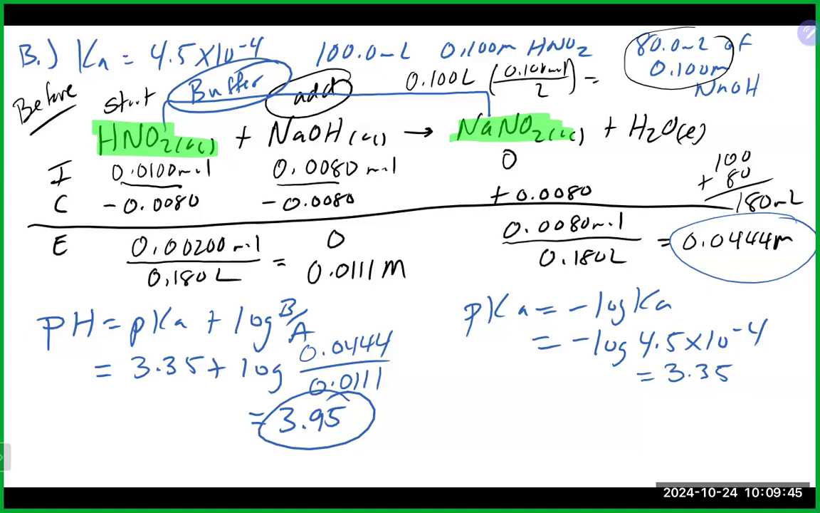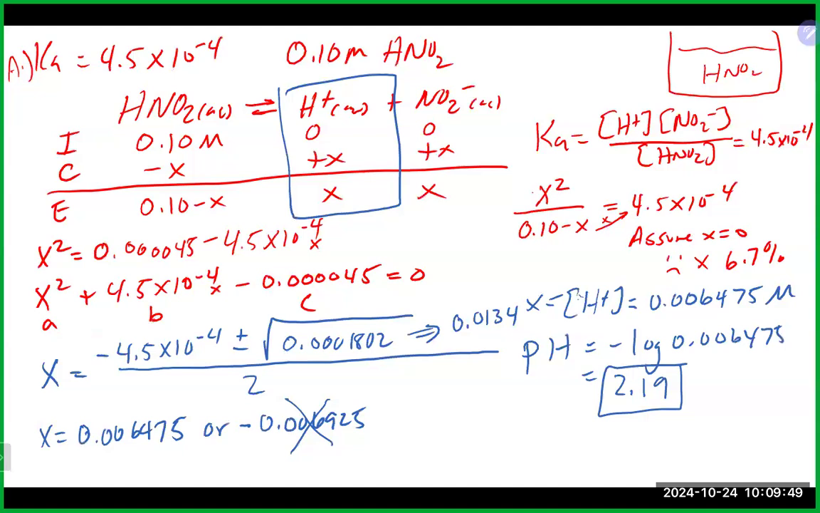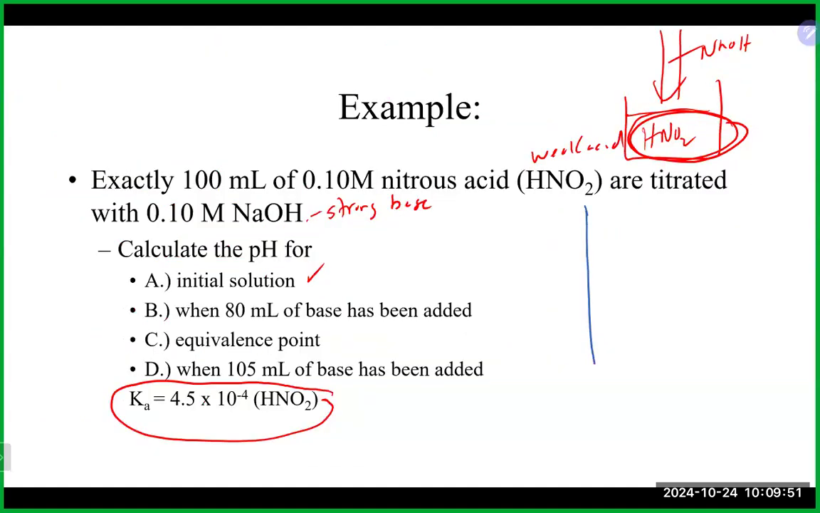Questions on that one there? So if we take a look at sort of where we are at here, we have pH. We started at like 2.19. We've now raised the pH there to 3 and change. So we are progressing up the titration curve, obviously, at this point.